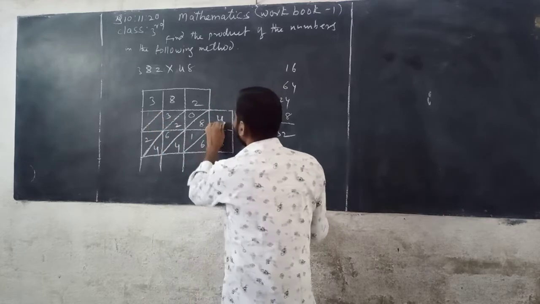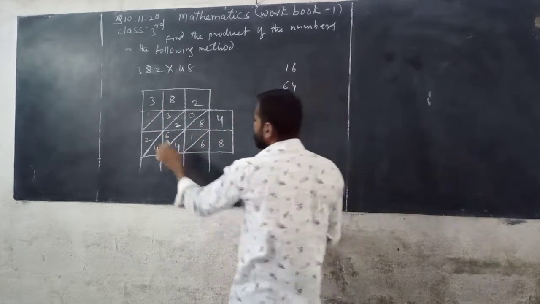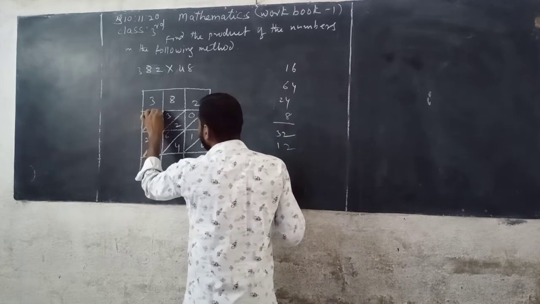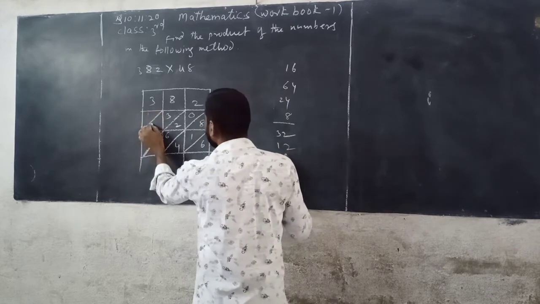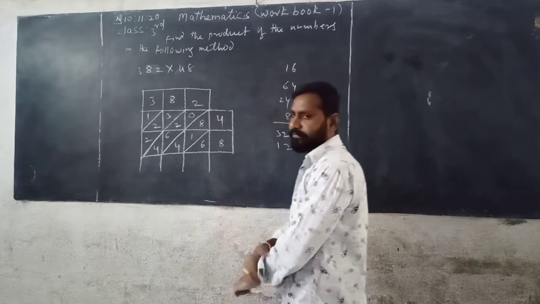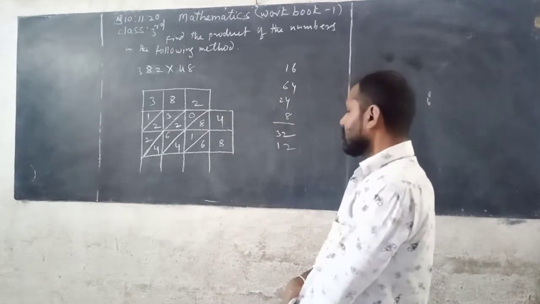Now next, 4 3s are 12. So you have to take this cell. In it 2 is taking below of the diagonal and 1 is taking above of the diagonal. Then next, what I have to do?